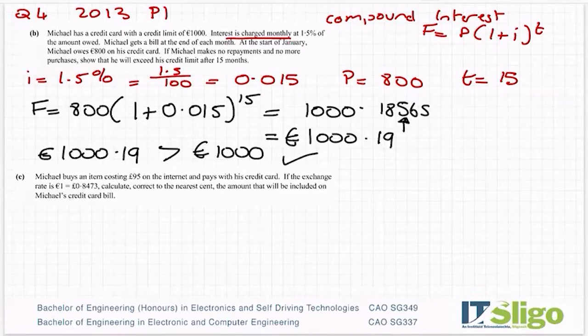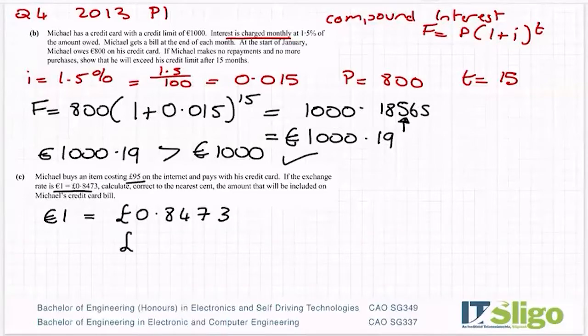And then part C, Michael bought an item costing £95 on the internet and pays with his credit card. If the exchange rate is €1 equals £0.8473, calculate to the nearest cent the amount that will be included on his credit card bill. Okay, so the official way of doing these is you write down your exchange rate, 1 euro to 0.8473 pounds. The amount you're exchanging is pounds, so it goes on the pound side, and you can put a question mark or an x there for the euro. Okay, and what you do is you end up cross multiplying.